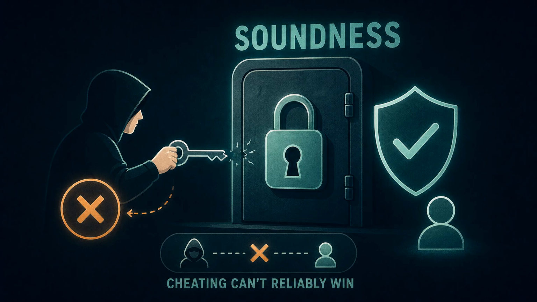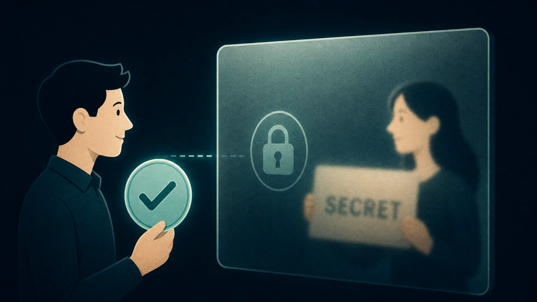The second idea is soundness. If Alice does not know the secret, she should not be able to fool Bob except with tiny probability. This is what makes the proof meaningful. It is not just a performance, it is a test that cheating cannot reliably beat. The third idea is the special one. Bob should gain no useful knowledge about the secret itself. He becomes convinced that Alice knows the secret, but he does not become any closer to knowing it himself.